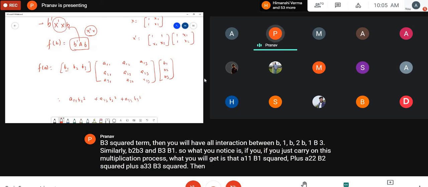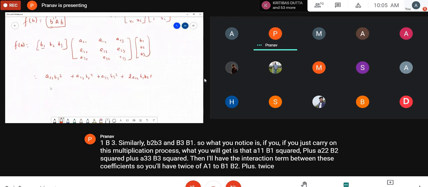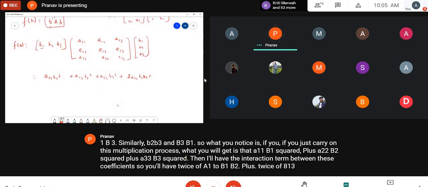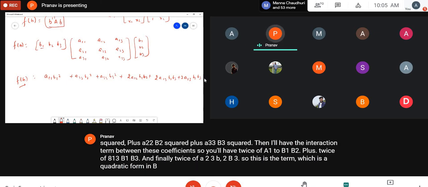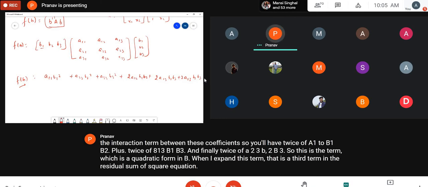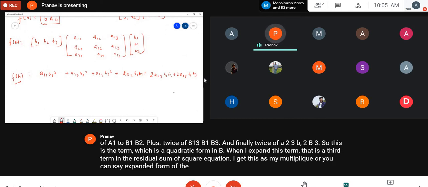Then I'll have the interaction terms between these coefficients. So you'll have twice of A12 B1 B2 plus twice of A13 B1 B3 and finally twice of A23 B2 B3. So this is the term which is a quadratic form in B. When I expand this term, that is the third term in the residual sum of square equation, I get this as the expanded form of the term.